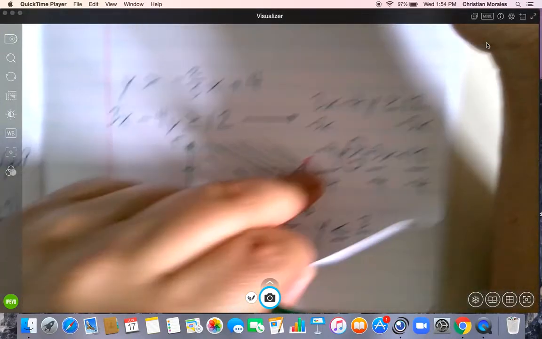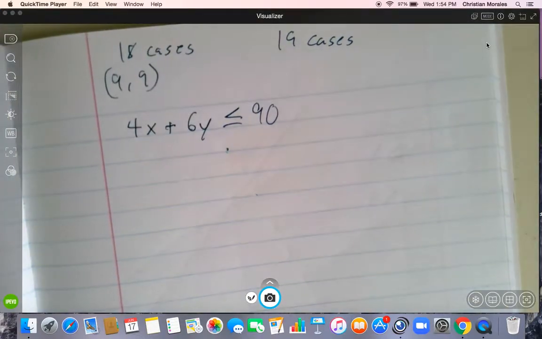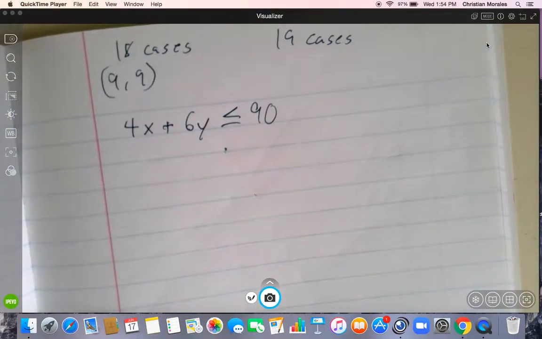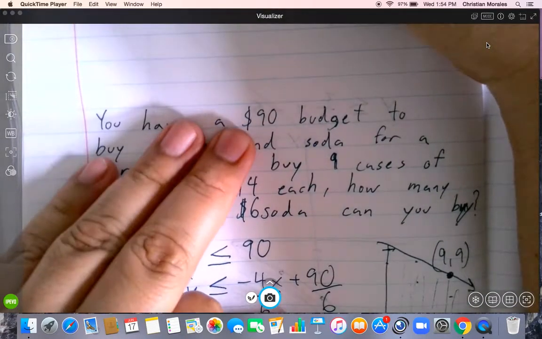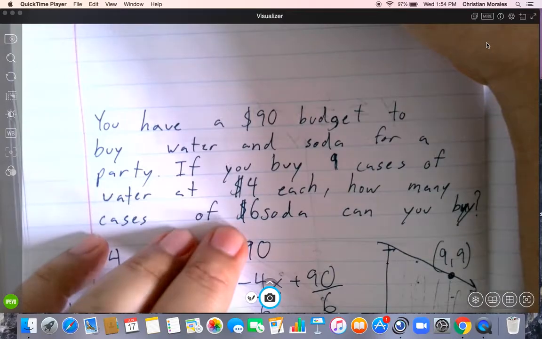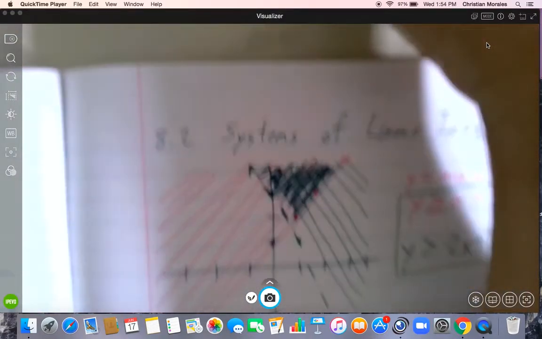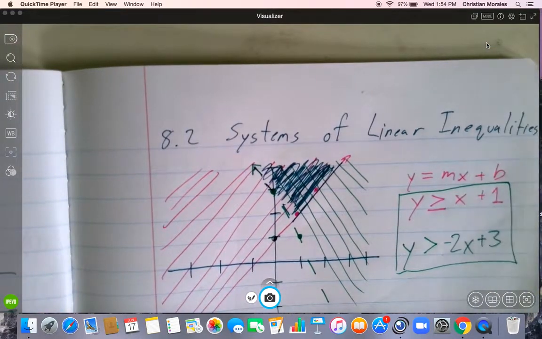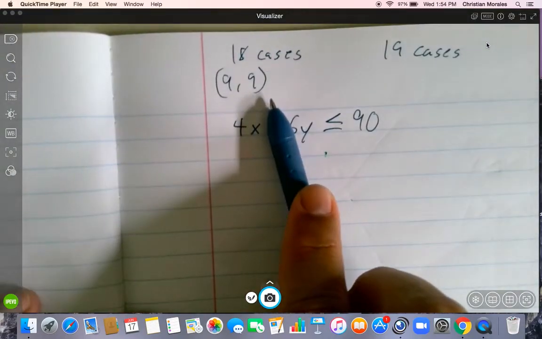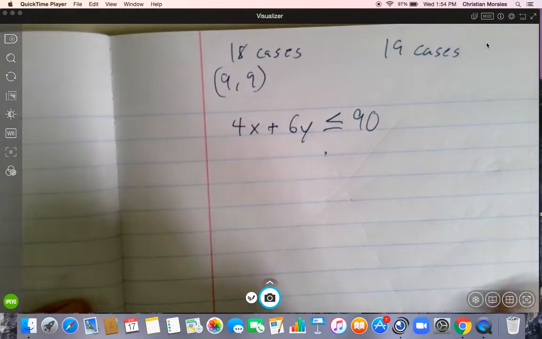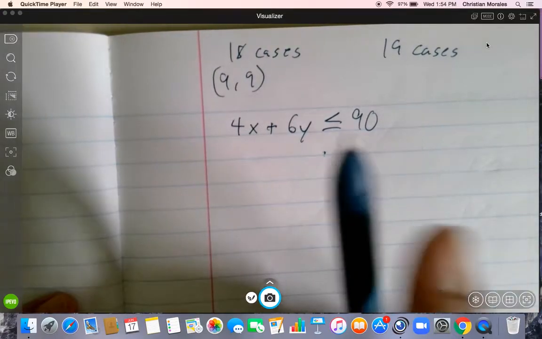Okay, so just be careful when you have to rewrite inequalities to remember sometimes you have to change the signs. Now, what if you have a word problem? So I'm taking the problem that we did earlier about the water. In case you didn't watch the video, which you should have, I don't know why. We had a $90 budget, $4 water, $6 sodas. We found out if you split them perfectly, you can buy 9 cases of water and 9 cases of soda. You get 18 cases.